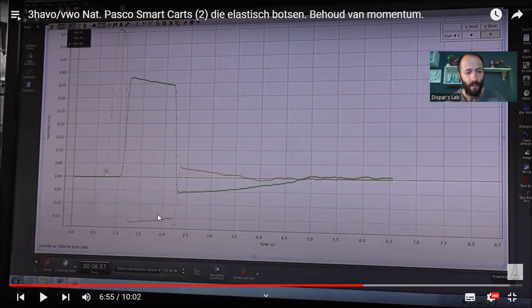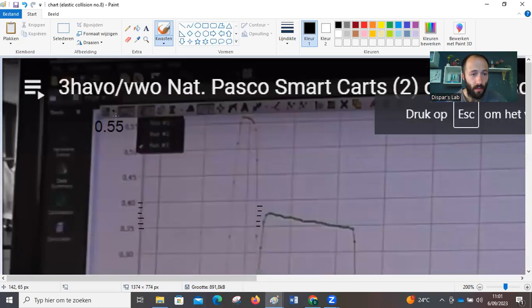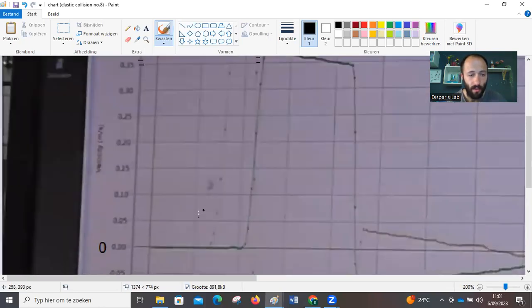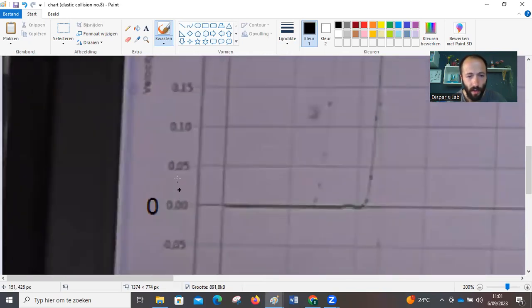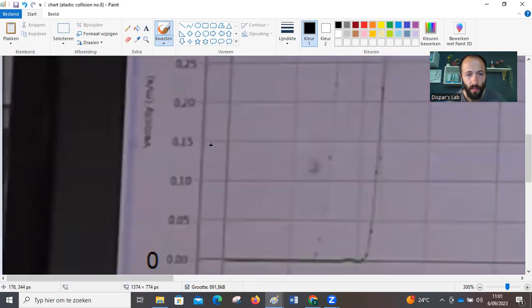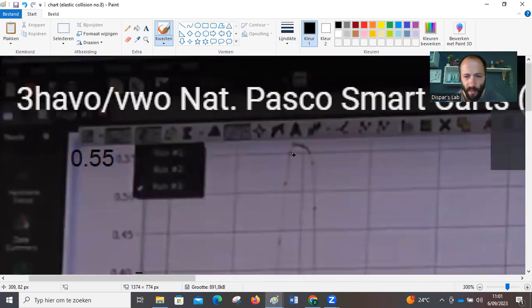So I took a print screen and then tried to see what the velocities are. So here we have the 0 line, and each block is 0.05. So we have 0.05, 0.10, 0.15, 0.20, 0.25, and all the way on top we have 0.40, 0.45, 0.50, 0.55, and it seems to me that it is going to be 0.56, 0.57. If you disagree with me, you can check it yourself, but it really looks like 0.57 meters per second. That's going to be the initial velocity.